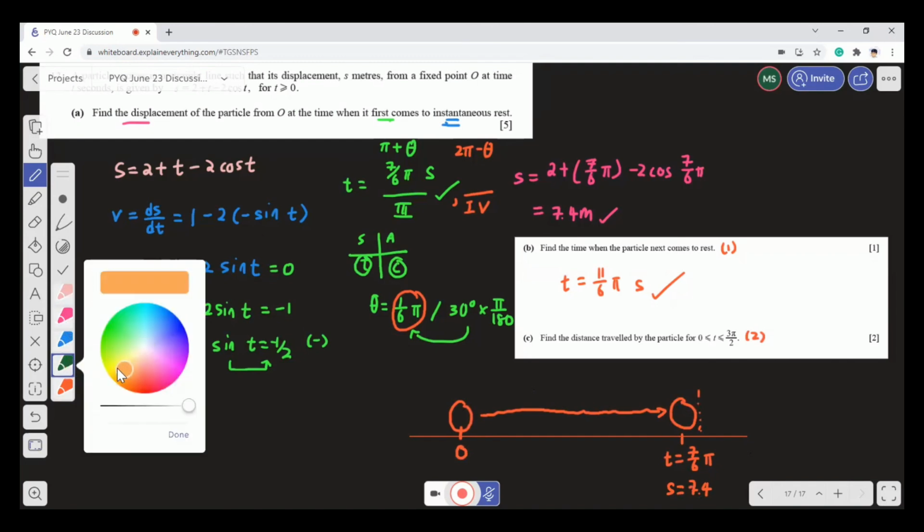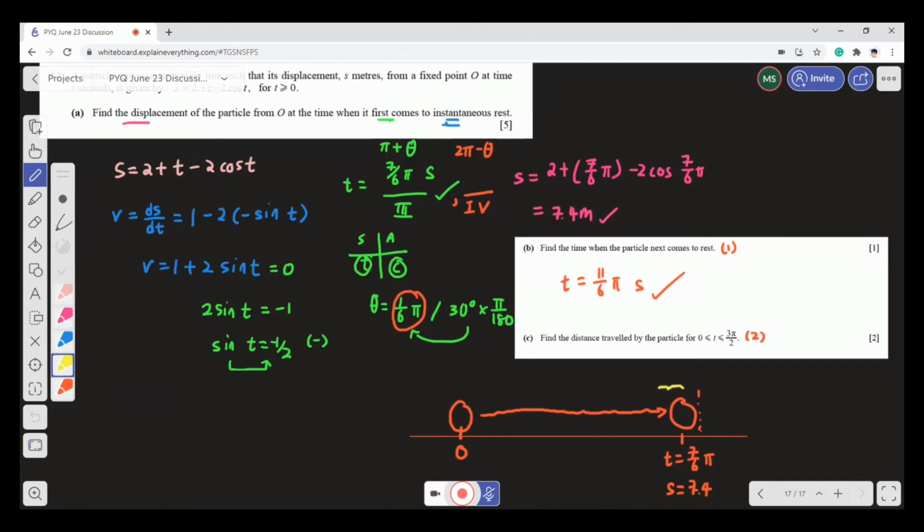So of course, it will be reflected back, to the back part, until 3 pi over 2. Yes, and it reaches here, where the time is 3/2 pi. So when 3/2 pi, what is the S? I need to substitute in. S equals 2 plus 3/2 pi minus 2 cos 3/2 pi, which is 6.7. So my S here is 6.7, meaning it will reach 6.7.